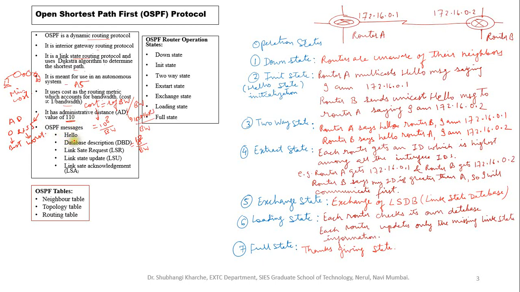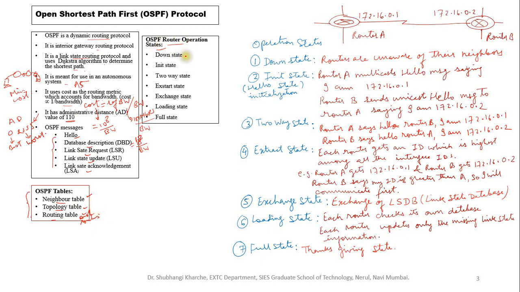OSPF uses 5 different messages: hello messages, database description messages, link state request messages, link state update messages, and link state acknowledgement messages. The use of these messages will be clear to you from the discussion of the OSPF router operation states. There are 3 different types of tables in OSPF: the neighbor table, the topology table, and the routing table. The neighbor table stores the information about the OSPF neighbors. The topology table stores the topology structure of a network, and the routing table stores the best routes.